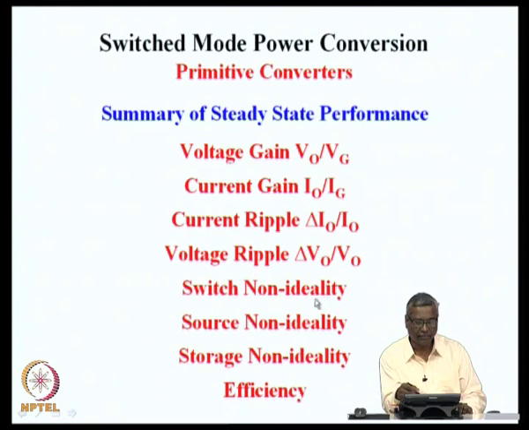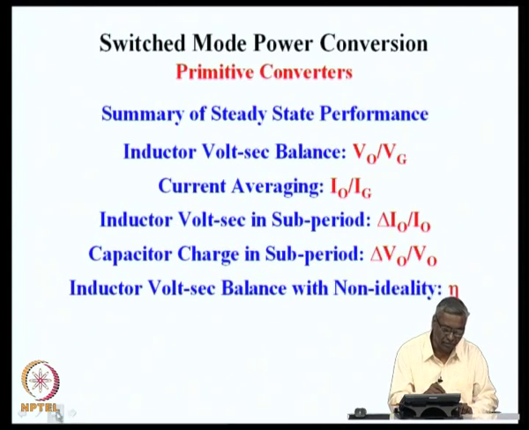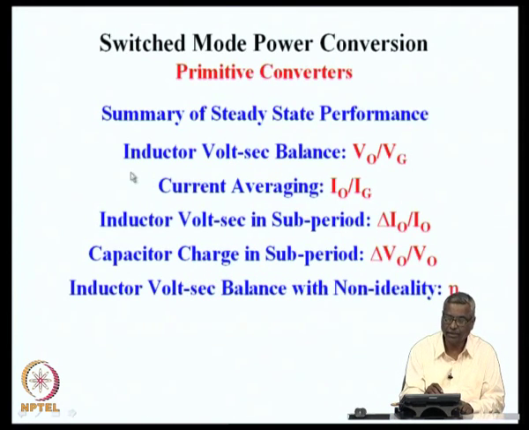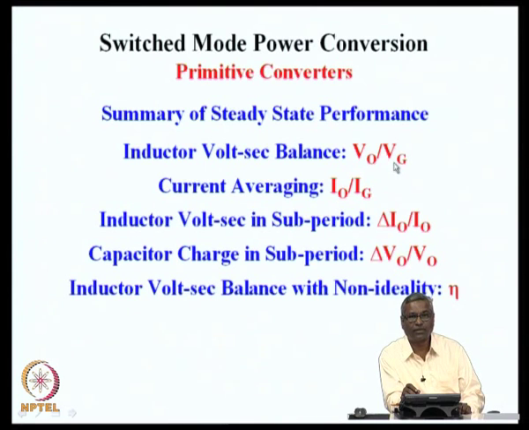and then there were several non-idealities. The switch itself had certain drop in voltage during conduction, and the source had a resistance, the storage element inductor had a resistance. So, when these are present, how do we account for all these quantities with the non-idealities present, and finally the efficiency. So, the method that we had followed is that voltage gain was obtained by the inductor volt second balance. That is the step.